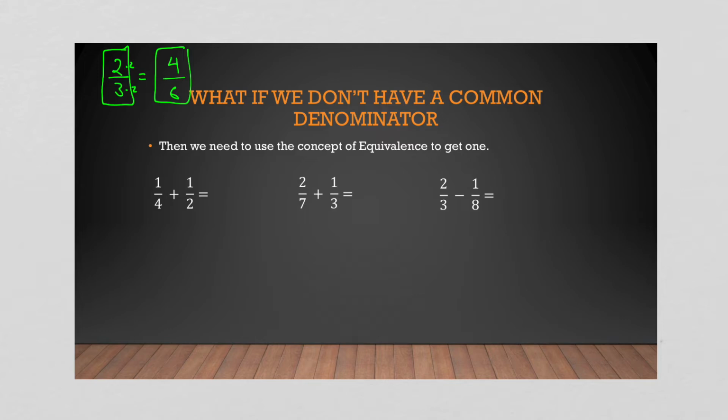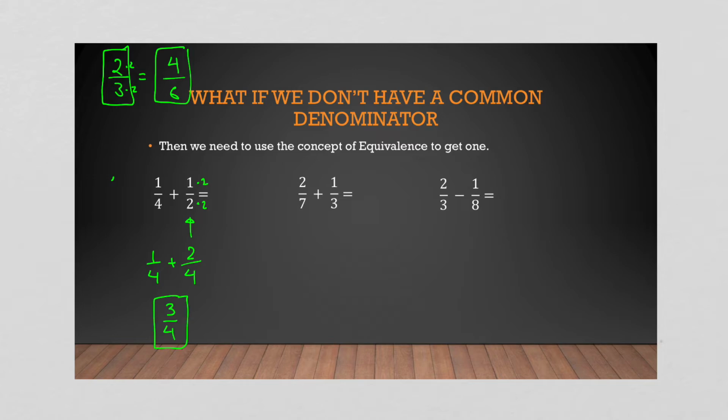Now, sometimes you'll need to multiply both denominators, sometimes you won't. In this case, can I multiply 2 by anything to get to 4? I can. I can multiply 2 by 2, so I multiply 1 by 2. So I use equivalence, which then gives me 1 over 4 plus 2 over 4. So now I have a common denominator, and I just add them up. 3 over 4. Once you have a common denominator, things are awesome.